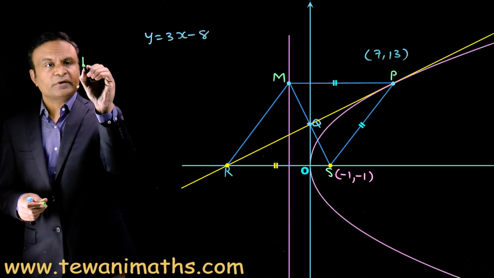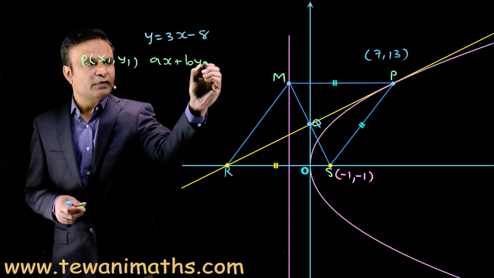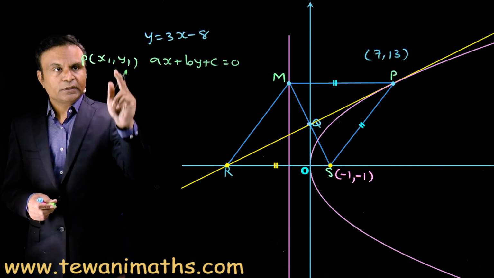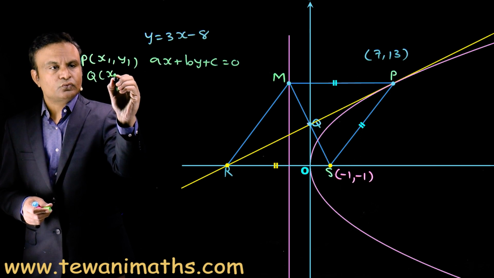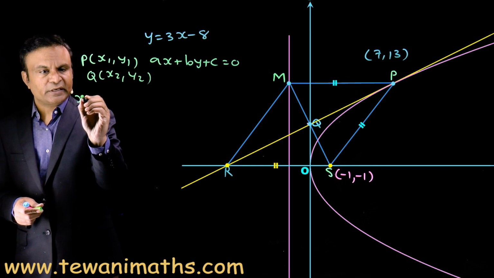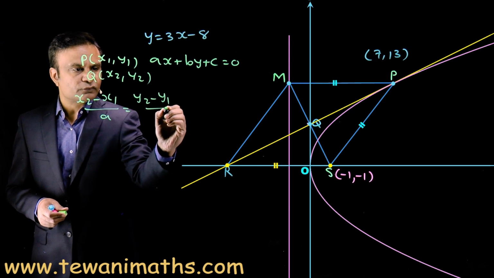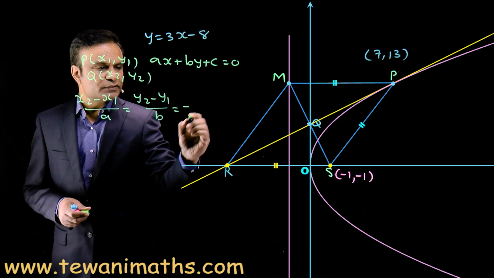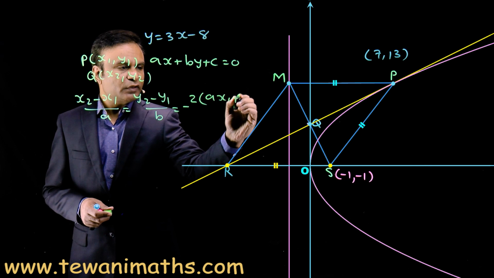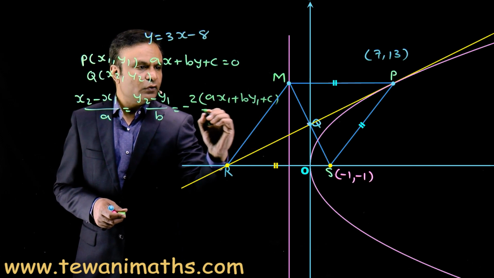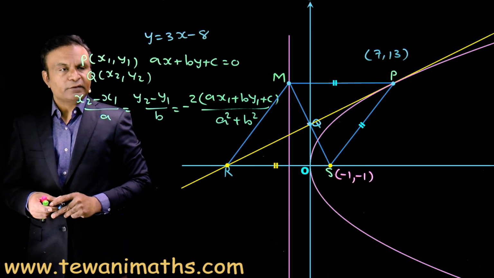Suppose we have a given point (x1, y1) and the given line is ax + by + c = 0. If the image of point P in this line has coordinates (x2, y2), then the formula is (x2 - x1)/a = (y2 - y1)/b = -2(ax1 + by1 + c)/(a^2 + b^2). Using this, we can find the coordinates of point M.